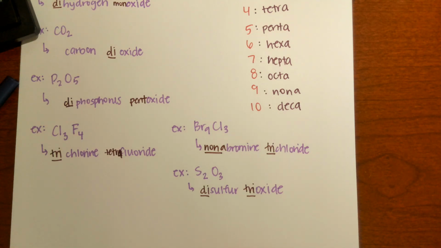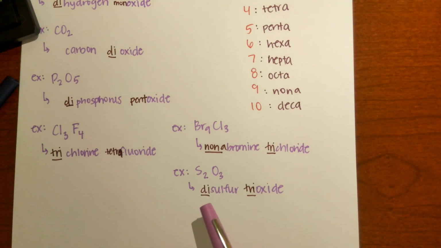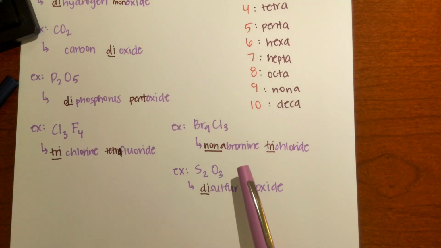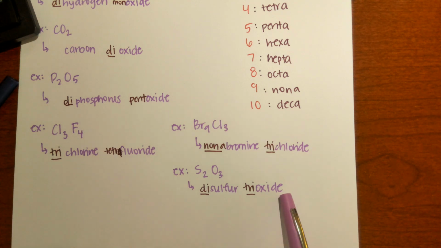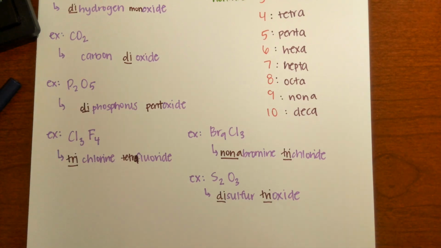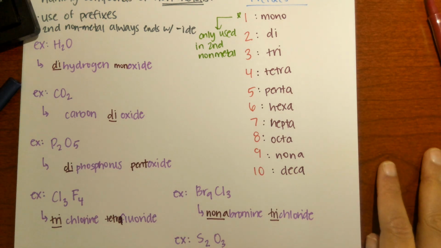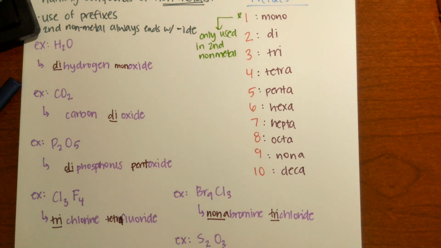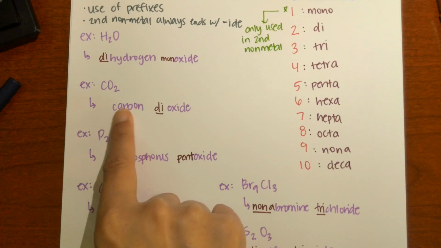Alright, so you should have gotten these 2 names. Br9Cl3 is nonabromine trichloride, and S2O3 is disulfur trioxide. Make sure you have the correct prefixes, and then again the correct ending for each of these. But yeah, that is pretty much it. There's nothing more to that. Make sure you have the right prefixes, and remember that mono is never ever used in the first nonmetal, like carbon dioxide. Just leave that alone.